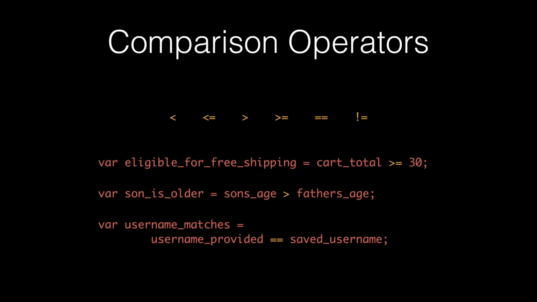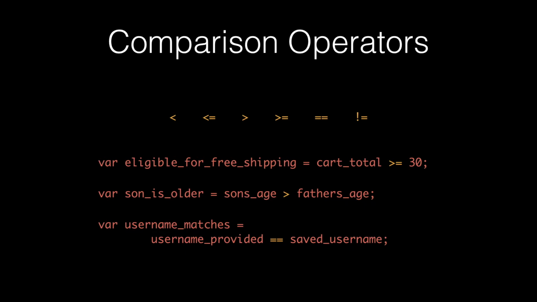JavaScript reduces the expression on the right-hand side down to the Boolean value that is a result. So if cart total contained the value 45, then we would have 45 is greater than or equal to 30. Is that true or false? Well, that's true, right? 45 is greater than or equal to 30. So true is what would be stored in eligible for free shipping. Okay, hopefully you get the idea. Same idea on the next line.